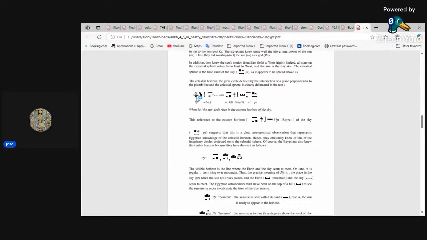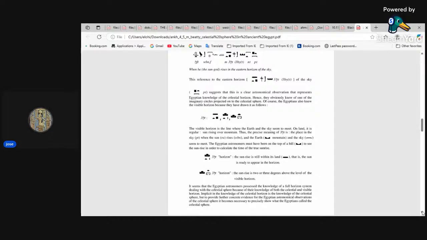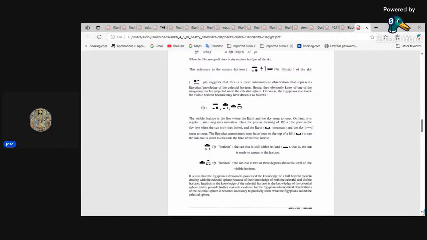Kafet, which is right here. Waben, this is Waben. M, Aket, Iabit, Nitpet. When he, the sun god, rises in the eastern horizon of the sky. This reference to the eastern horizon, Aket, of the sky, Pet, suggests that this is a clear astronomical observation that represents Egyptian knowledge of the celestial horizon. Hence, they obviously knew of one of the imaginary circles projecting onto the celestial sphere.